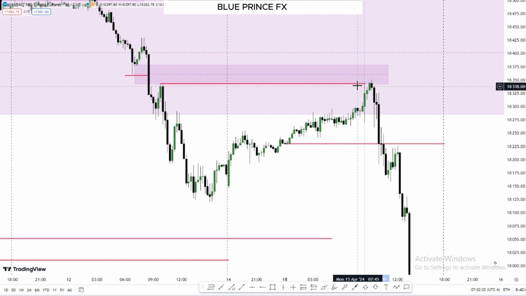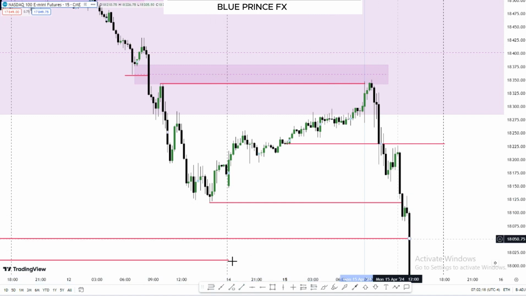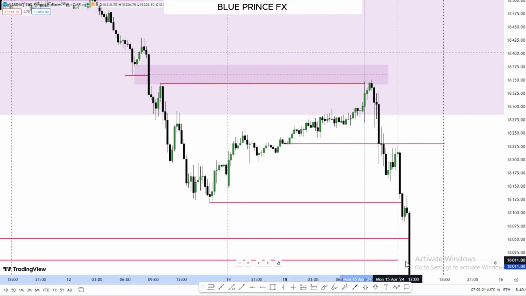So now we have our buy side liquidity in the form of our internal liquidity, and now we are going to look for our sell side liquidity from here. This is our immediate sell side liquidity, and this is our relative equal lows on the 1 hour time frame, and this is our daily low. So this is where we expect the market to end up, because we expect the market on the daily time frame to take out this low.